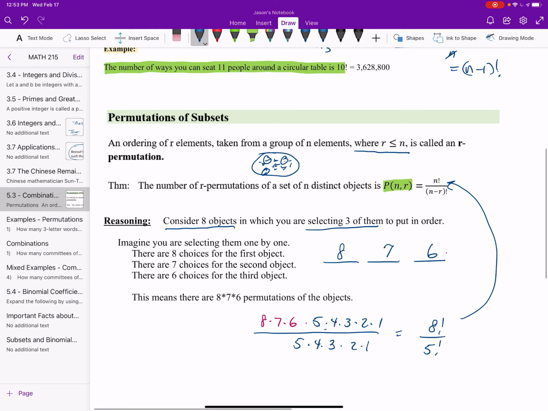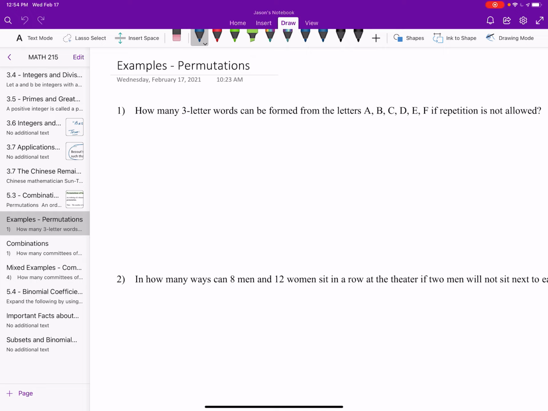So let's look at a couple more examples. How many three-letter words can be formed from the letters A, B, C, D, E, F if repetition is not allowed? So basically what I'm doing, I'm picking three letters out of the 6 that are there and I'm putting them in some kind of order. A, B, C, A, B, D, E, D, C, E, F, D, things like that. So you could do this the old-fashioned way by saying, well, if I have three blanks, that means I have 6 for the first, 5 for the second, 4 for the third, which does turn out to be 120.